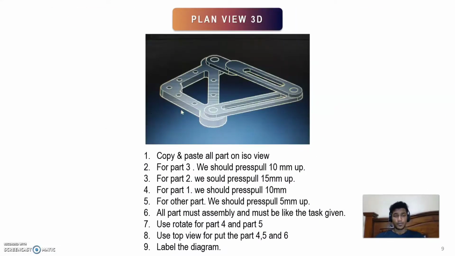So this is the plan view of 3D. So first of all, we need to copy and paste all parts from the ISO views. For part 3, we should press pull 10 mm up. For part 2, we should press pull 15 mm up. For part 1, we should press pull 10 mm. For other parts, we should press pull 15 mm up. All parts must be assembled and must be like the task given. Use rotate for part 4 and part 5. Use top view to put the 4, 5 and 6. And at the last, label the diagram.